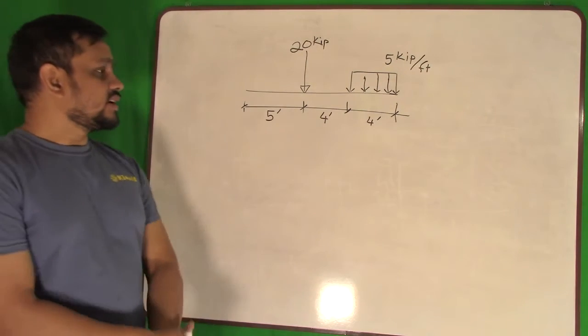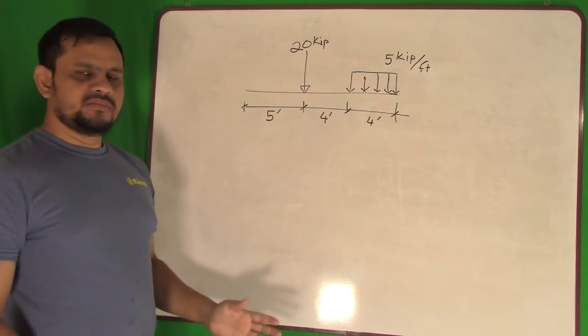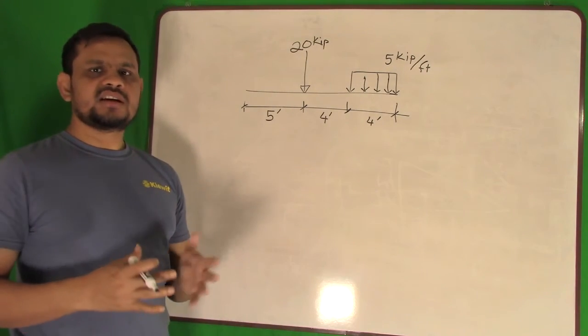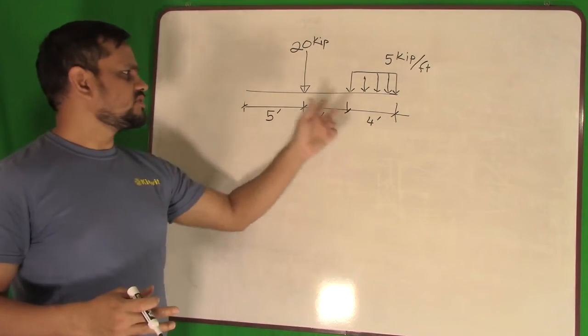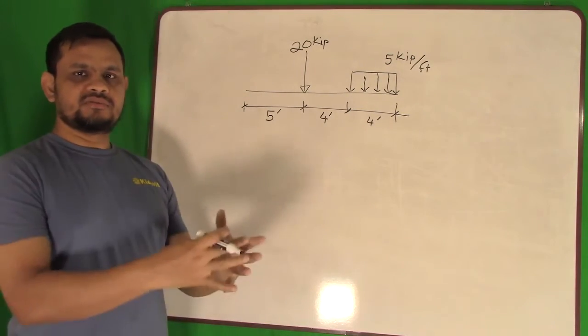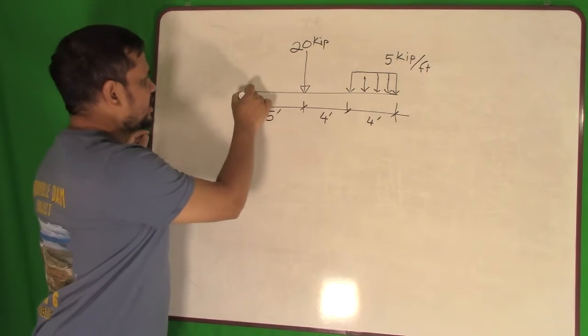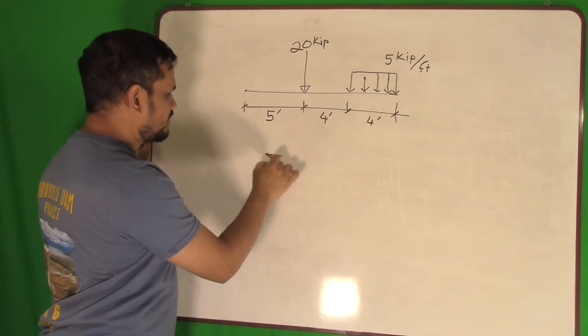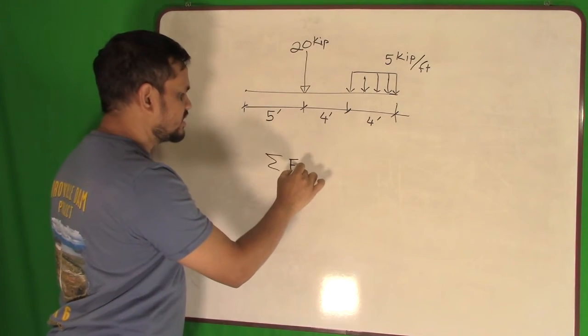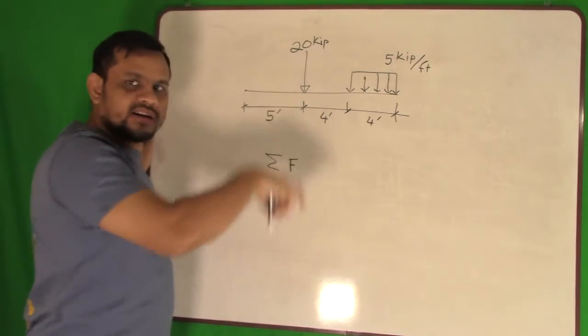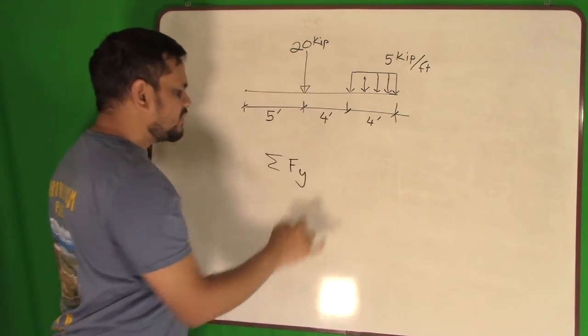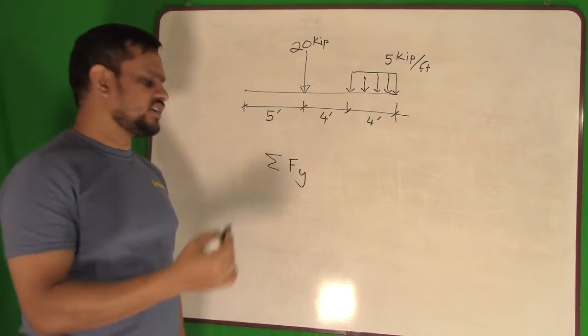Now how to find the resultant? Resultant means the combined effect of these two forces. So what is the resultant force? It is the total force here. So if I sum up, the summation of force in the vertical direction, here y. By y we mean vertical direction.